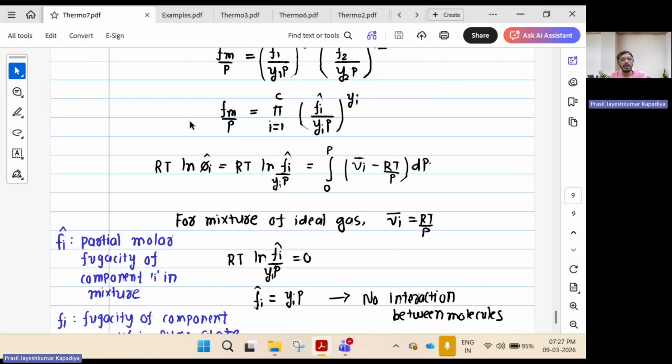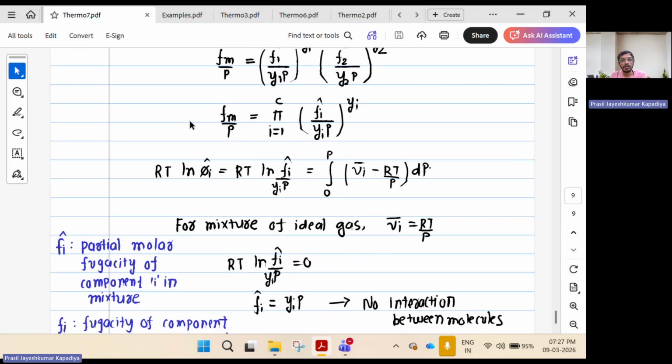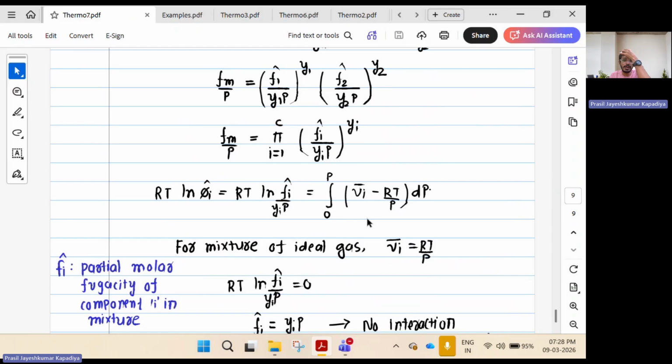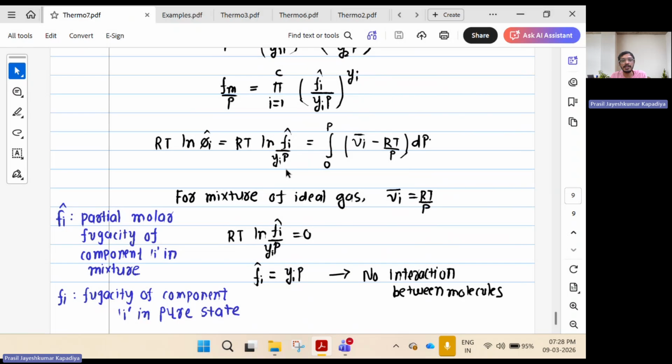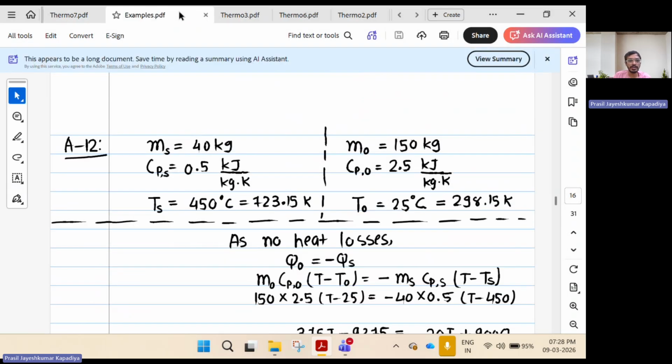And when we are dealing with a mixture of ideal gases, this Vi bar we derived: Vi bar is nothing but RT by P. So this term is going to be 0. So for a mixture of ideal gases, Fi cap is equal to yi into P. So this is all we looked at in today's part.